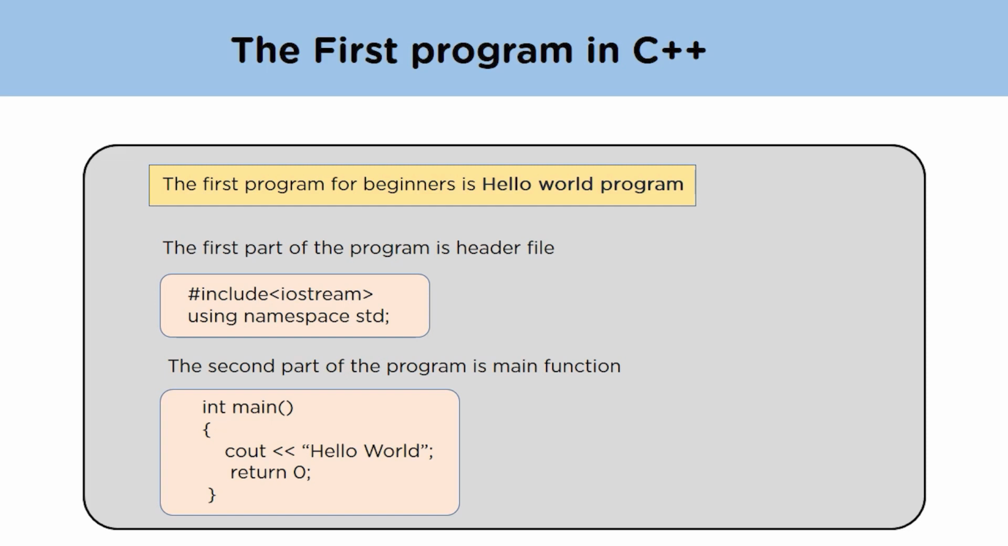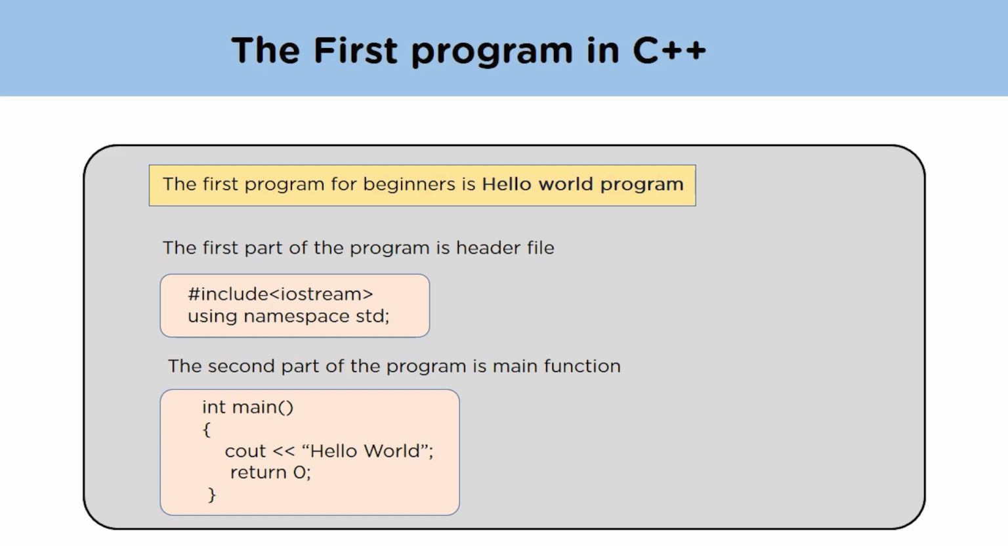The second part of the program is the main function. This is a special function from where the execution of the program starts. Inside the main function, we are printing hello world using cout, which is used to print the output. Return 0 on the next line will indicate to the program that the program executed successfully.